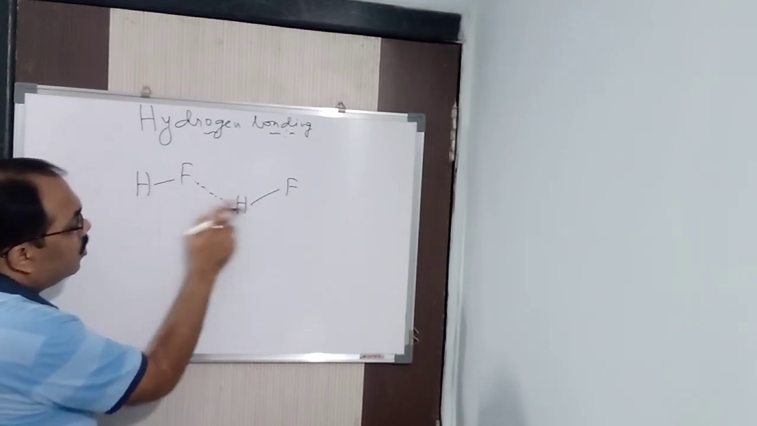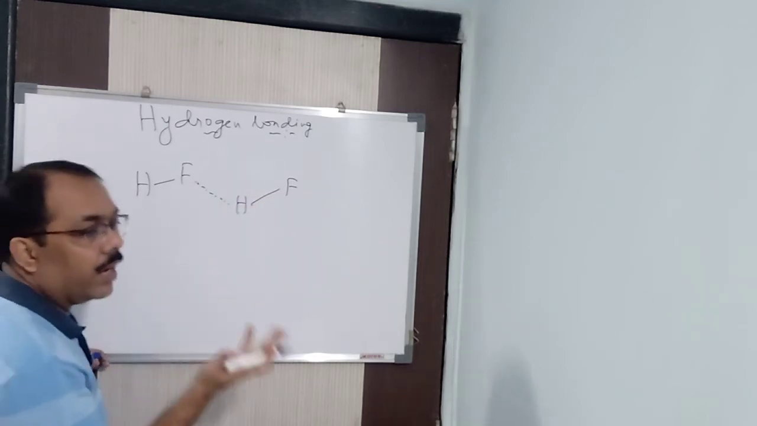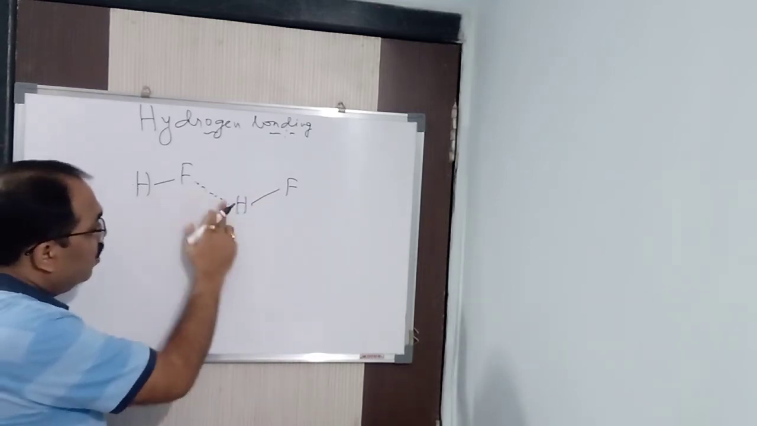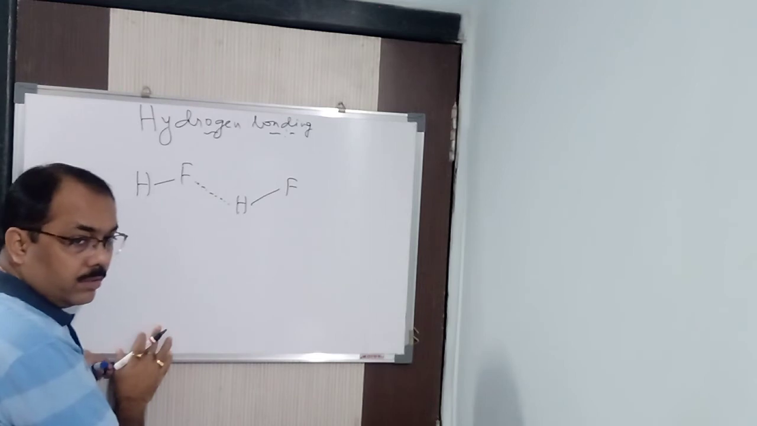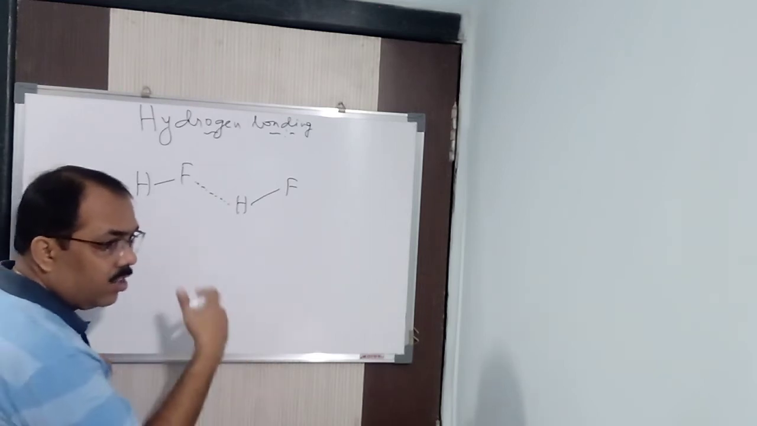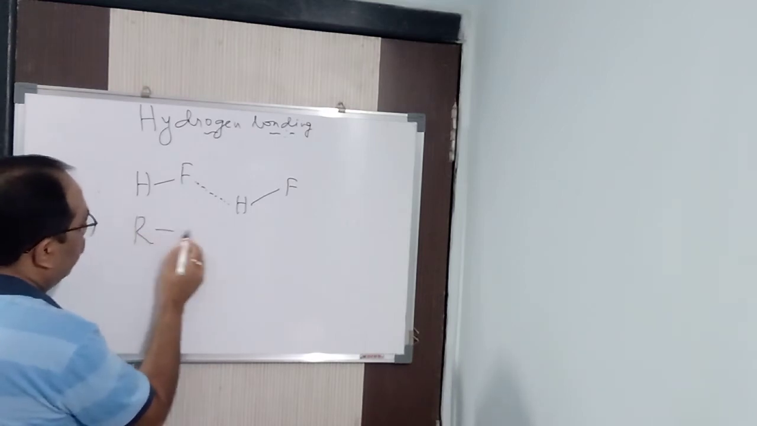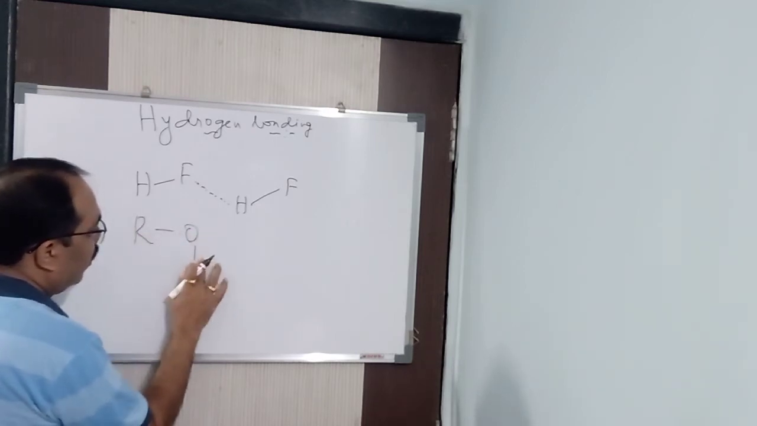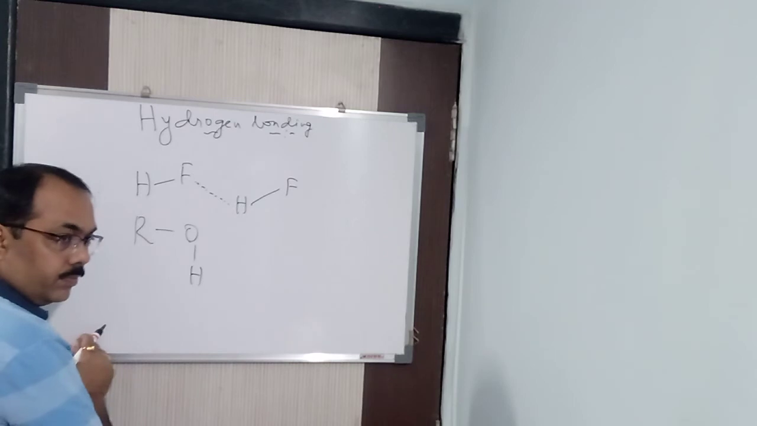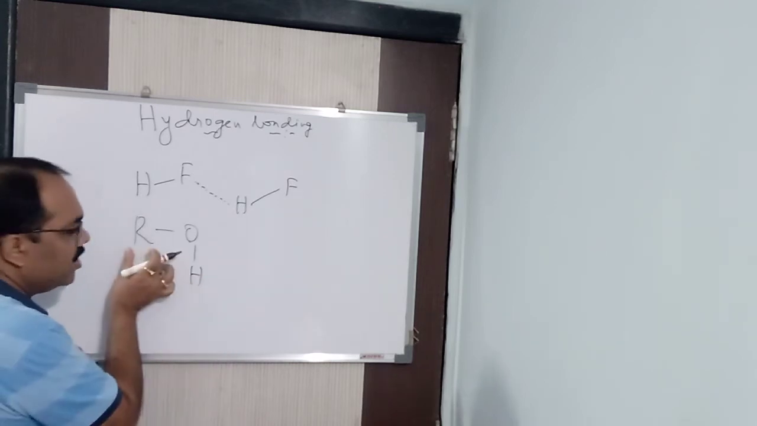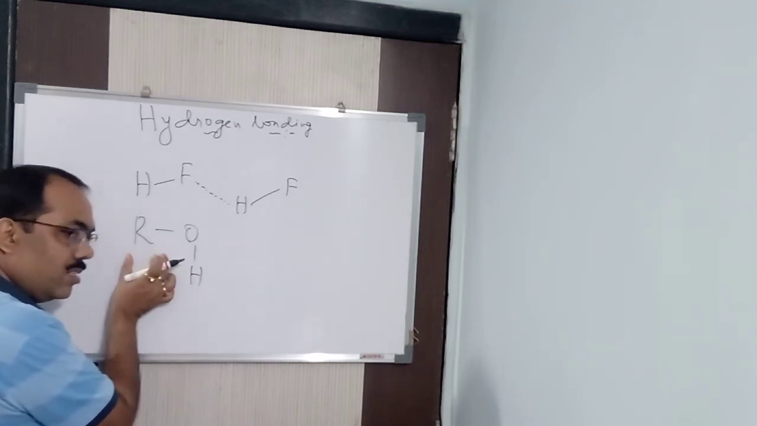Now, it is between two different molecules of what kind? Same kind. Two different molecules of the same kind. What I said, of the same kind or of different kind. Different kind means, for example, this is the formula of alcohol, ROH. General formula of alcohol, ROH. It can be C2H5OH, CH3OH, C3H7OH, whatever it is.